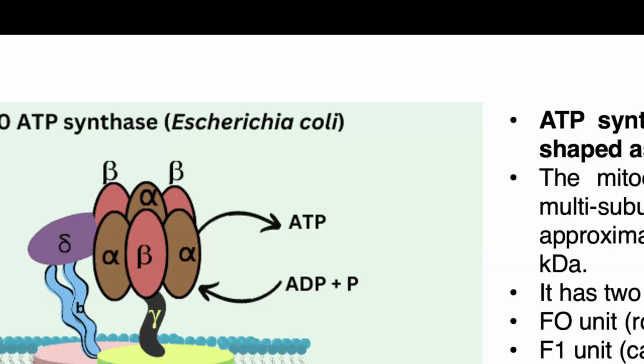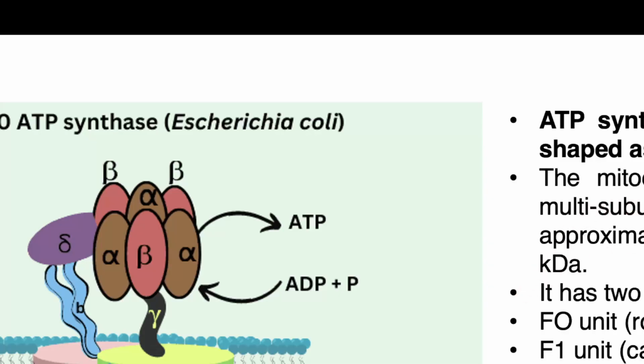So this is how an ATP synthase protein complex looks, with all its subunits and domains. This is typically called the F1 F0 ATP synthase. This is from the bacterium E. coli. The ATP synthase is a large mushroom shaped asymmetric protein complex.